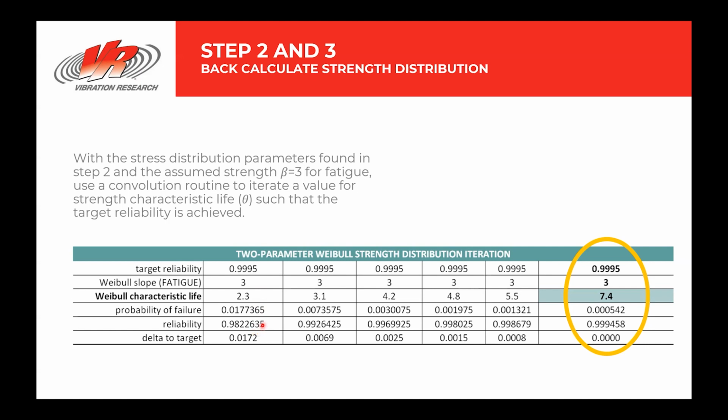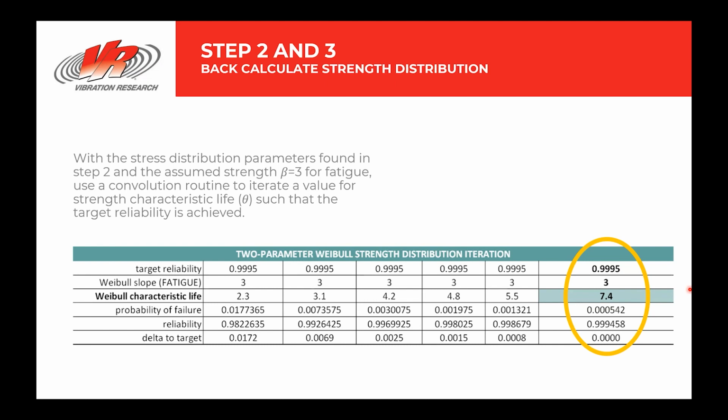So we're a little bit short here, right? We're aiming for 0.9995, but we're only at 0.98226. So we're off by 0.0172. So we take another stab at it. We try characteristic life of 3.1. Getting a little closer. Now we got 0.9926. So we up it a little more, 4.2, and then 4.8, 5.5. And finally, we walk up and converge on 7.4 to be a reasonable strength Weibull characteristic life that, with our customer data involved, will give us a target reliability of 0.9995.